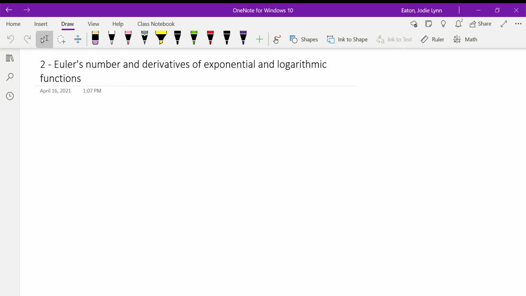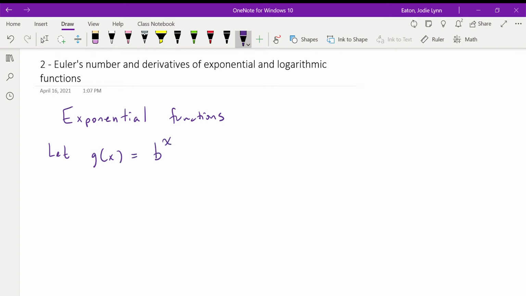For this lesson, we're going to look at Euler's number and derivatives of exponential and logarithmic functions. So let's start first with exponential functions, because this is going to lead us to what Euler's number is and why it's important. Okay, so we have exponential functions. Let g of x equal b, some base, to the power of x. Okay, so we have two options for what might happen.